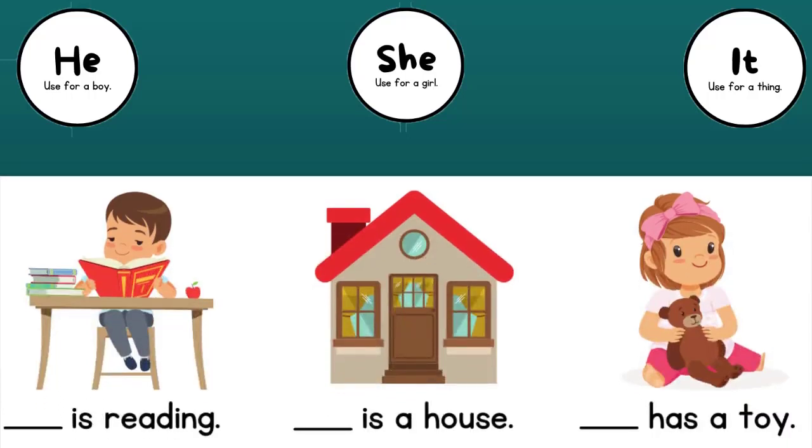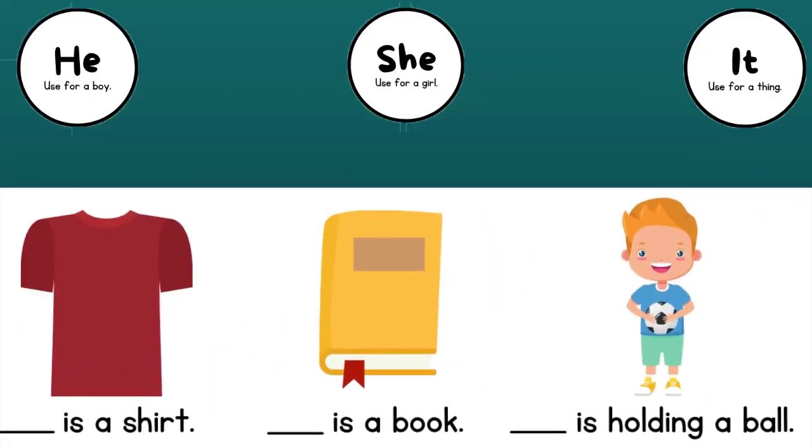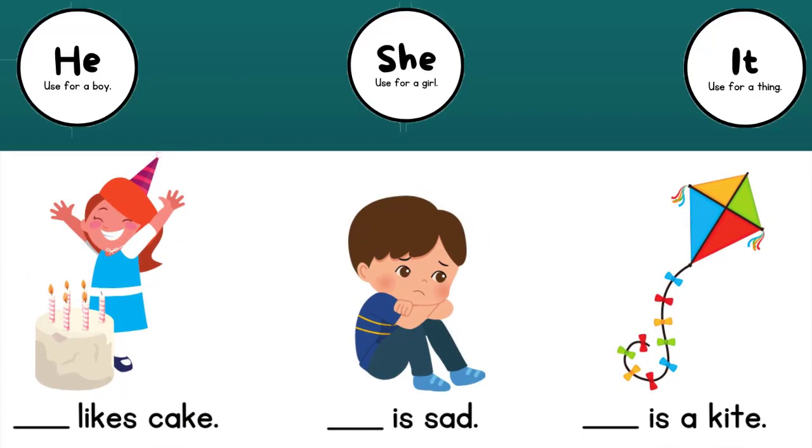Dash is reading. Dash is a house. Dash has a toy. Dash is a shirt. Dash is a book. Dash is holding a ball. Dash likes cake. Dash is sad. Dash is a kite.